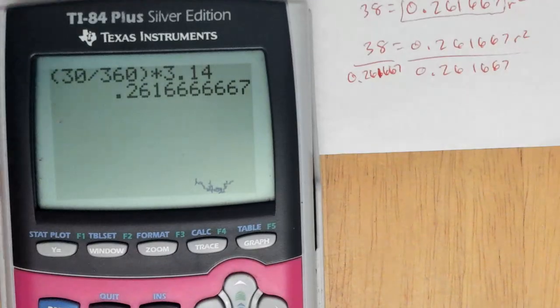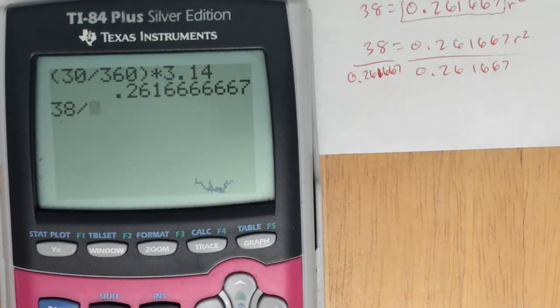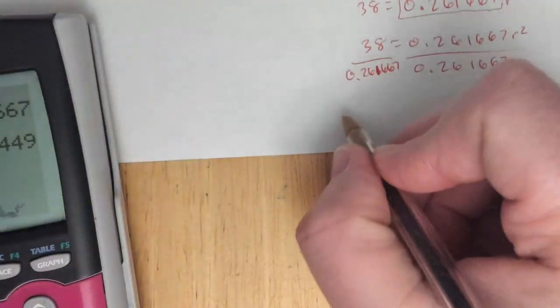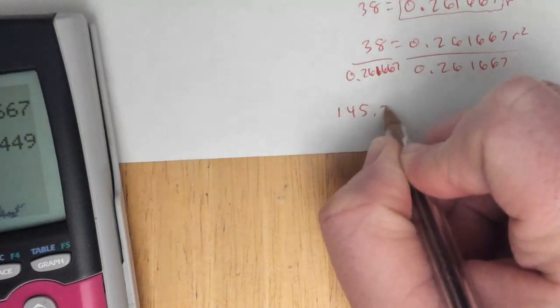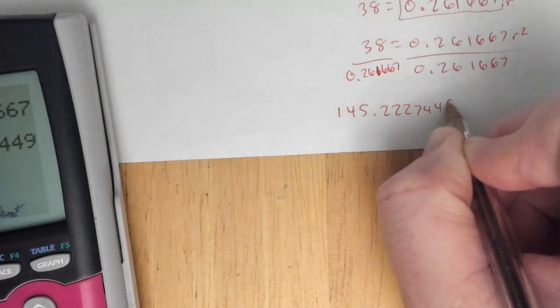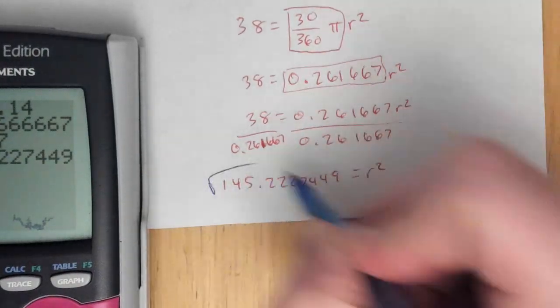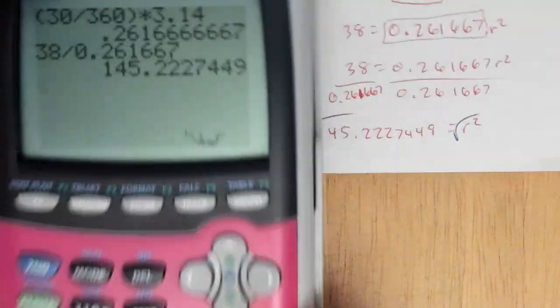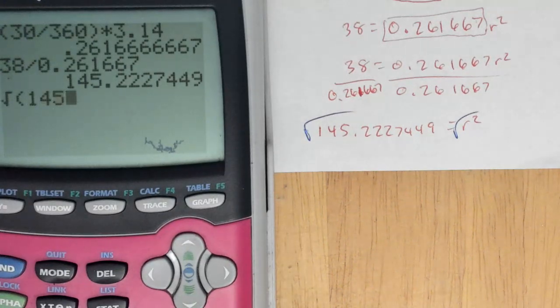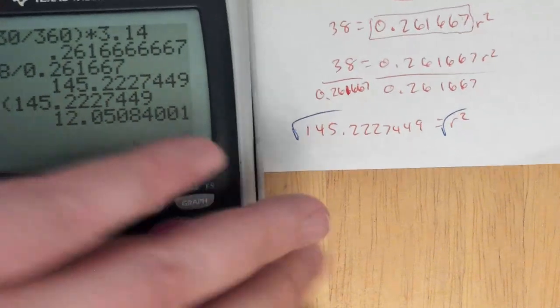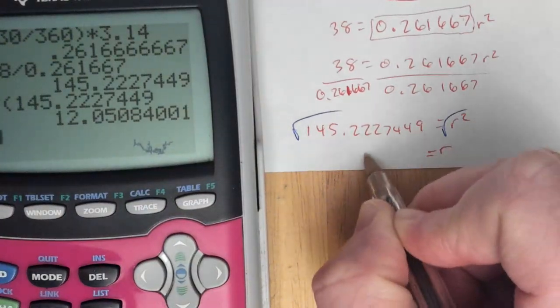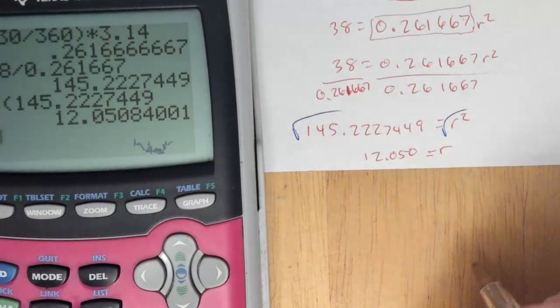All right, so let's put that in the calculator. So 38 divided by 0.261667. And we get this. 145.2227449 is equal to r squared. And now what would you do next? We would square root both sides. So the square root of 145.2227449. And I get this. So r is equal to 12.050, right?